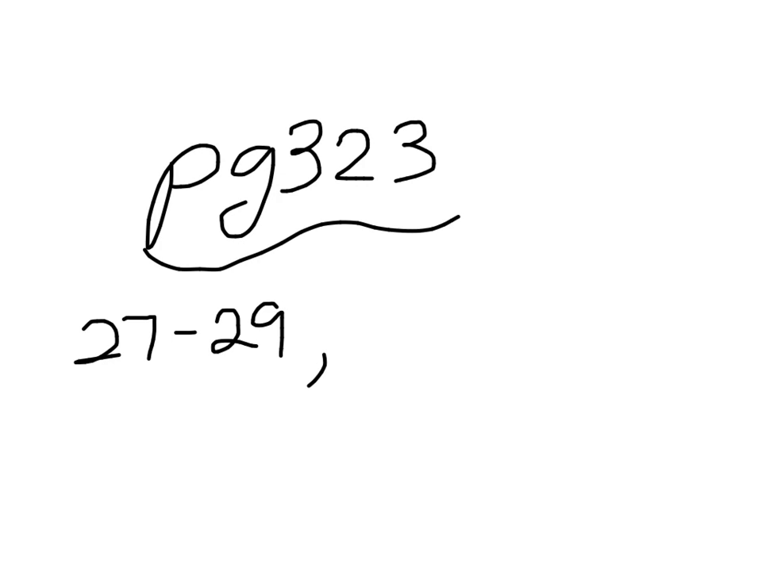So on page 323, we're doing 27 to 29, 39 to 42.